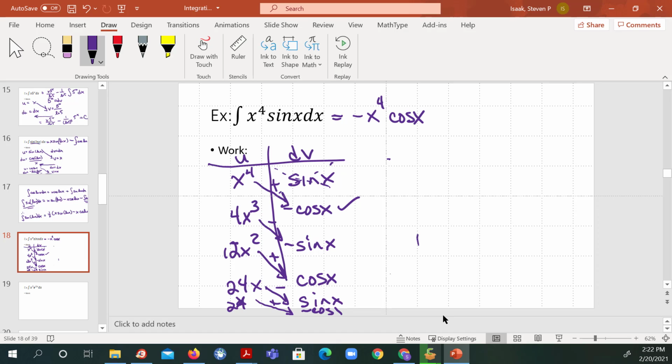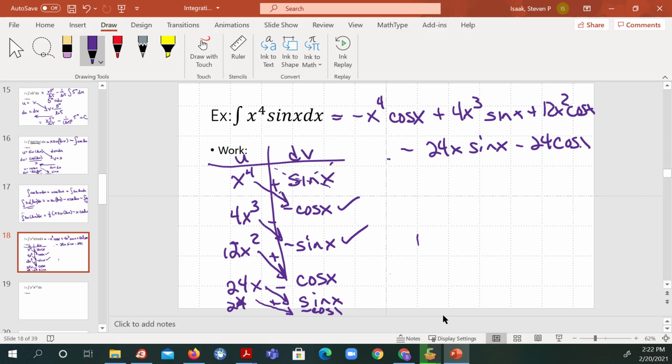The product of two negatives is positive. So we have 4x cubed sine x plus 12x squared cosine x minus 24x sine x minus 24 cosine x plus a constant.